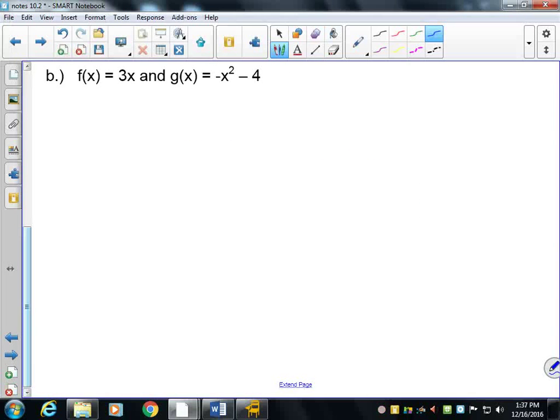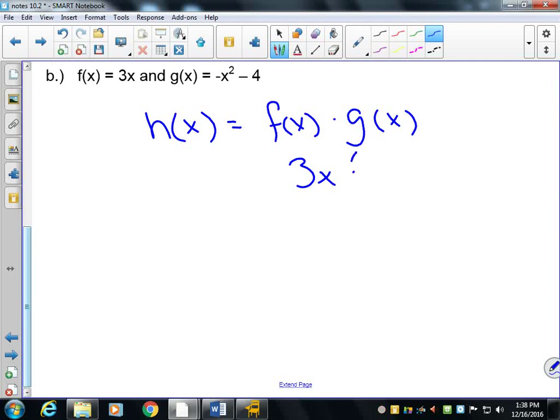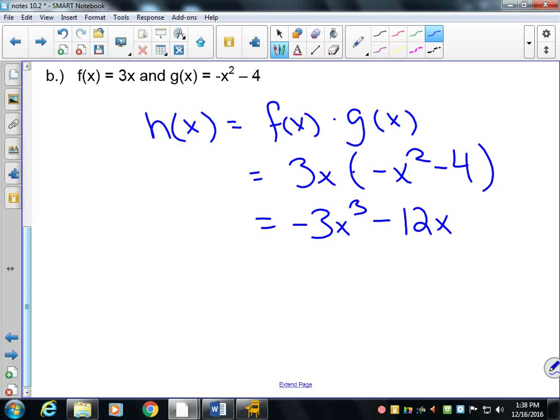So they want us to do the same thing for b, right? So find h of x, which is f of x times g of x. What do we get? We get 3x times negative x squared minus 4. What should you do then? Negative 3x cubed minus 12x. What do you have there? You have one of those polynomials, right? One of those fancy polynomials that we all know and love from Unit 2 or 3.